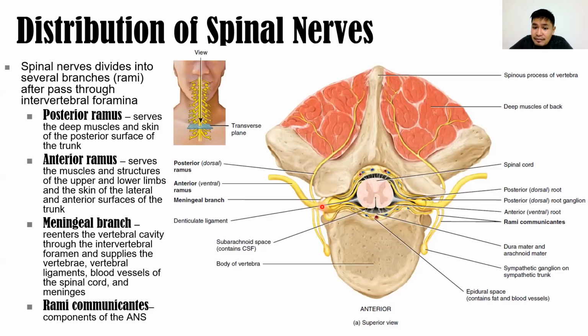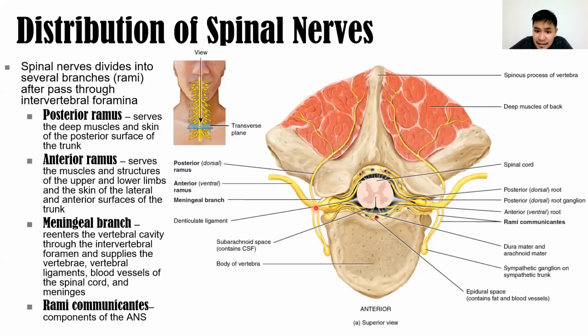And then your spinal nerve, after exiting through the intervertebral foramen, the foramen in between the vertebrae, no, will have divisions and branches. The posterior, anterior, meningeal branch, and you have your rami communicantes. Okay, posterior, muscles of the skin and posterior surface of the trunk. Punta siya sa likod. Na deep muscles of the back, posterior. You have your anterior, limbs na naman siya. No? Upper and lower limbs and lateral anterior surfaces of the trunk.